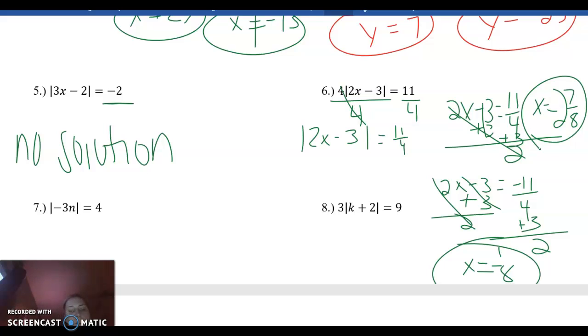Number 7 and 8 we are going to save for later. So you can go ahead and turn your paper over now. For number 9, let me scroll down here.